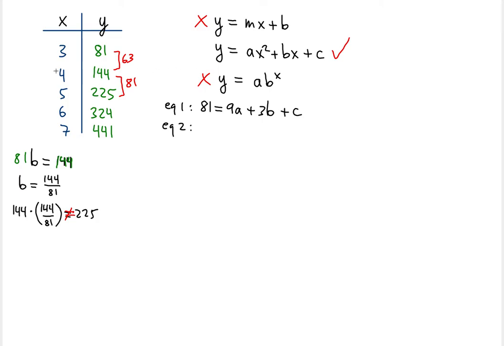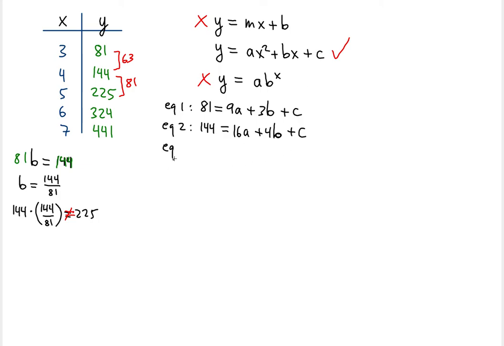So let's find the y first. 144 is equal to, this is going to be squared, so 16a. 4 squared is 16, so 16a. Now, 4 is the x, so plus 4b plus c. Notice that the c will never change because it's by itself. There's no number besides the 1 attached to it, so we don't know what it is.